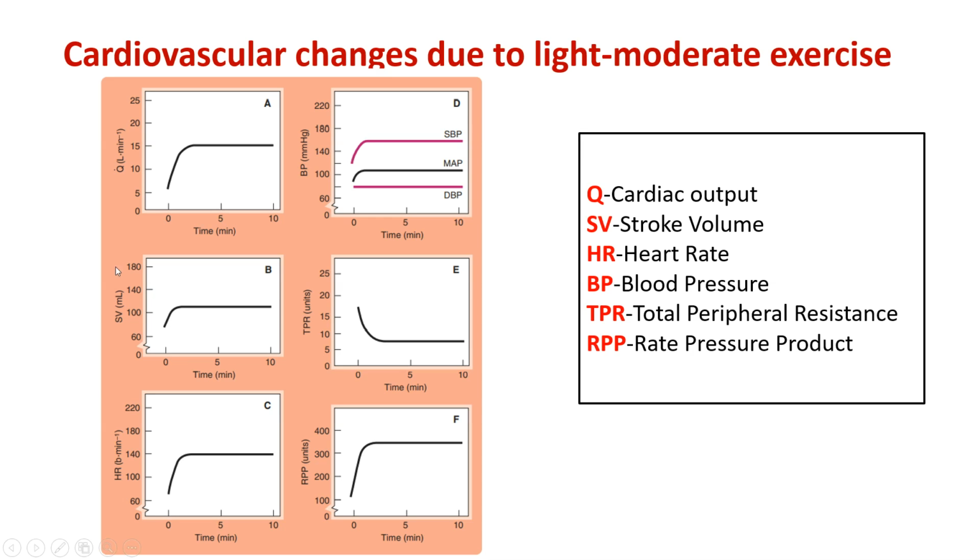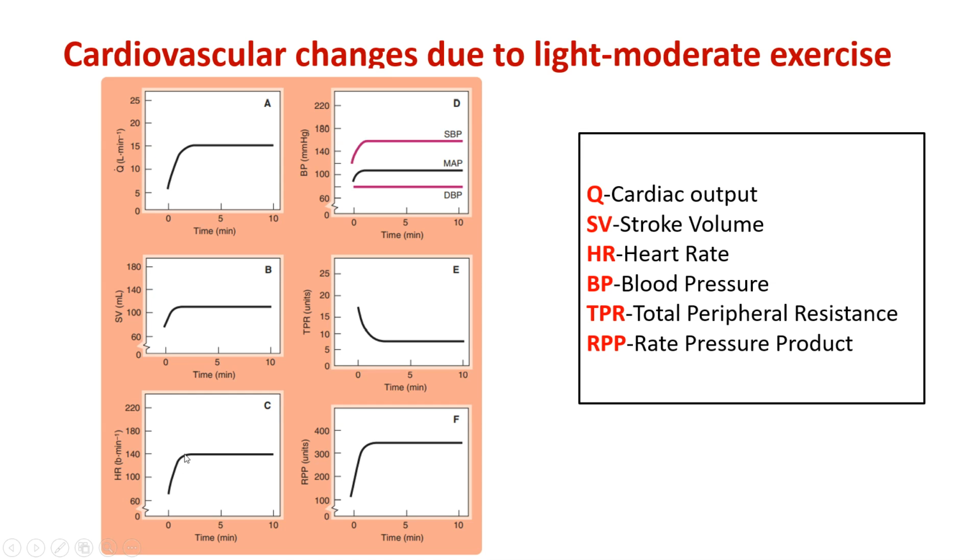This slide shows you the summary of the cardiovascular changes due to light to moderate intensity exercise. The first one we are looking at is the cardiac output, which is represented by the letter Q. The cardiac output increases with the intensity or the duration of the exercise, and it reaches a plateau as we reach the steady state. The stroke volume also increases and reaches the steady state after some time.